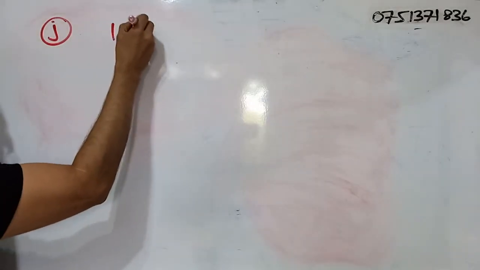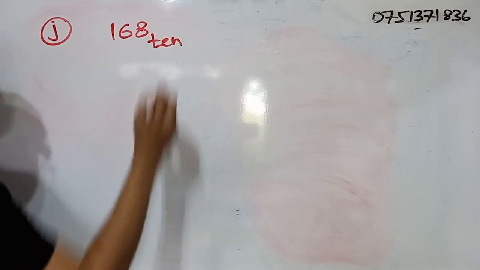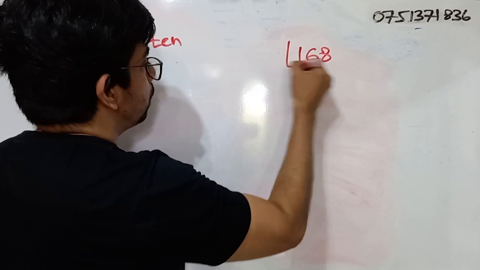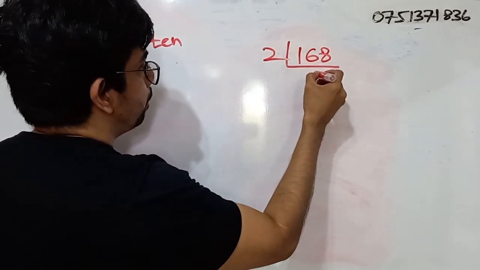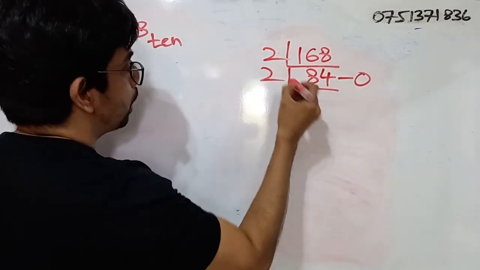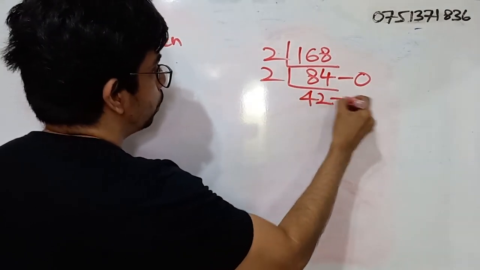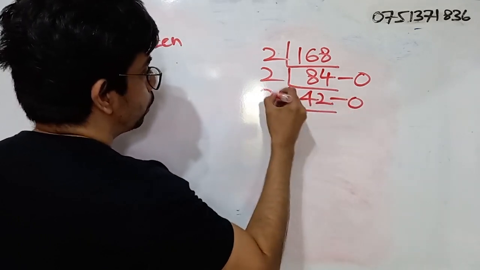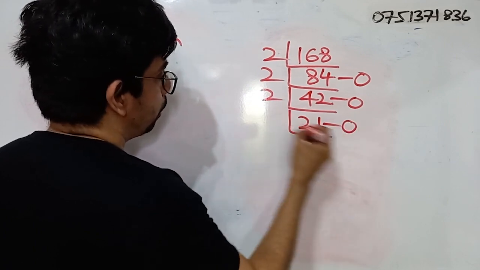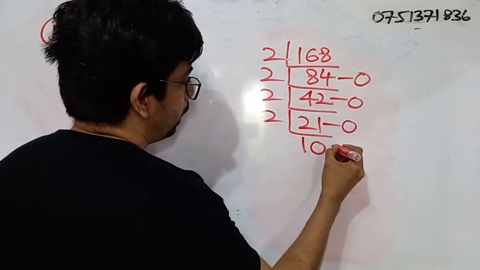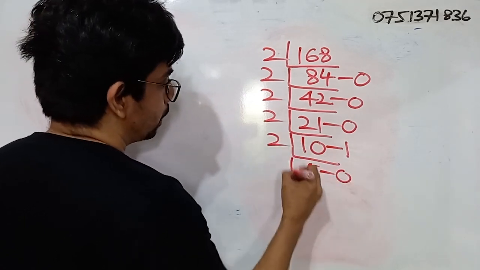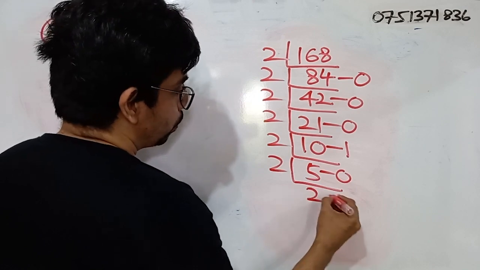So there we have 168 base 10. So we need to convert this into binary. That means 168 we need to divide it by 2. So we will be getting 84 and a remainder of 0. 84 divided by 2, we will be getting 42 and a remainder of 0. 42 divided by 2, we will be getting 21 and a remainder of 0. 21 divided by 2, that means 10 and a remainder of 1. 10 divided by 2, that means 5 and a remainder of 0. 5 divided by 2, that means 2 and a remainder of 1.